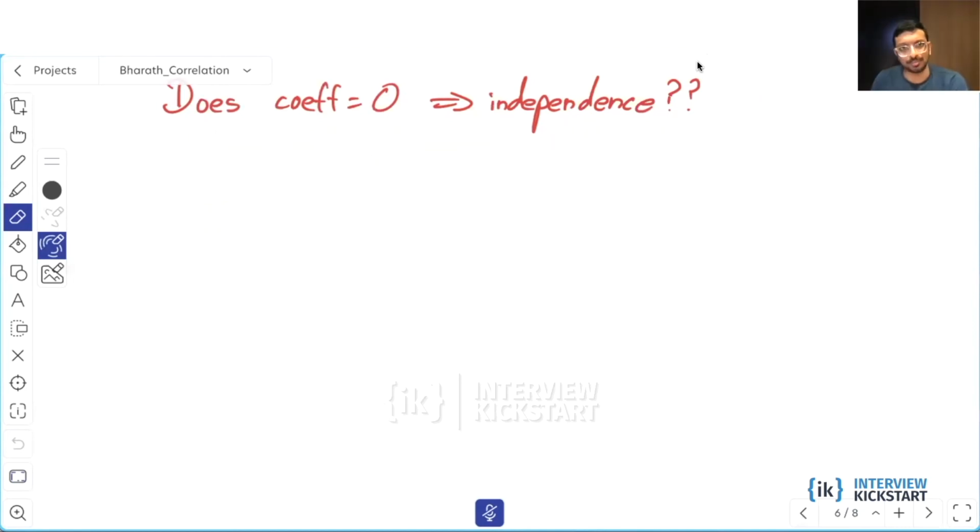One thing we need to keep in mind when we're talking about correlation coefficient, when we're talking about dependence or independence, is that we're talking about a linear dependence or independence.